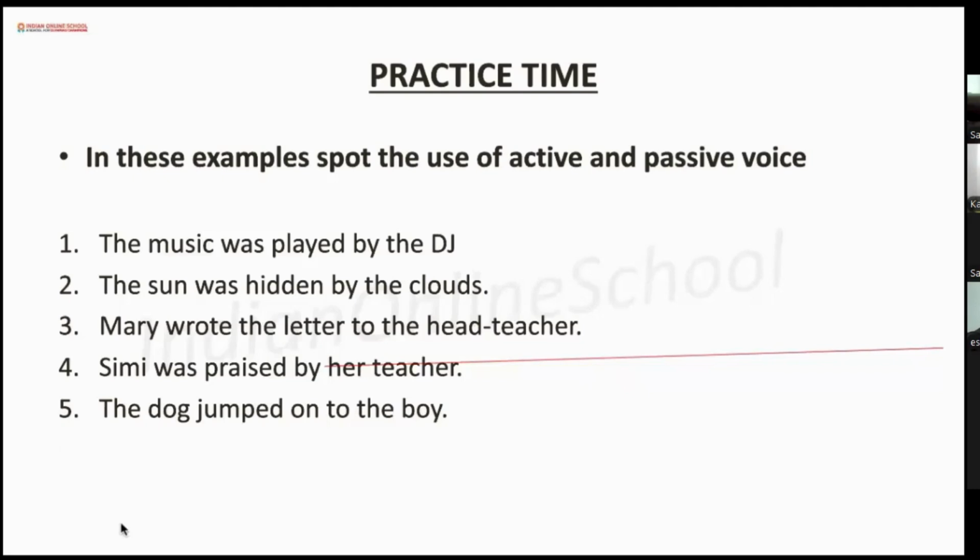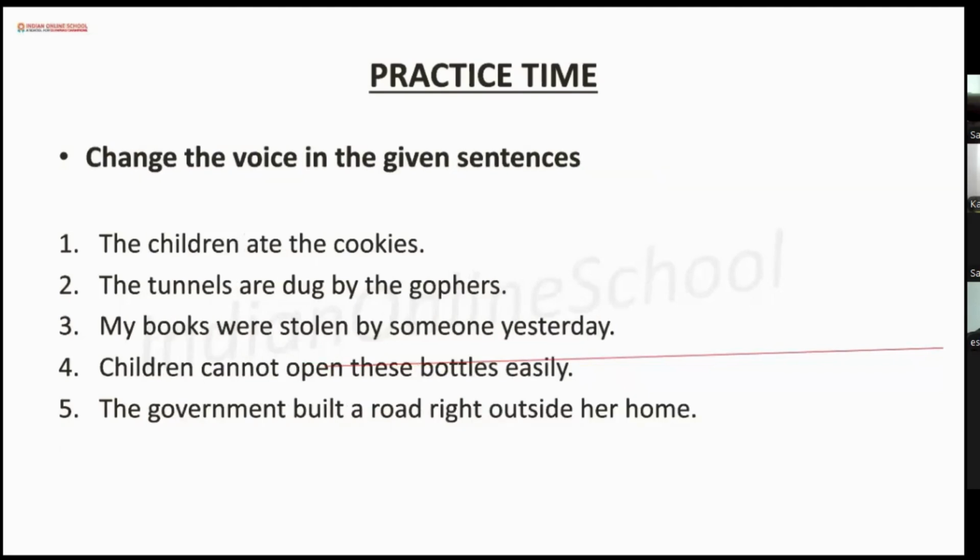Okay. Now we have given you 5 sentences. And you have to change their voice. If they are in active voice, you have to change them into passive. And if they are in the passive voice, you have to change them into the active voice. Okay. Let's start. Satvik, can you please tell me the first sentence?